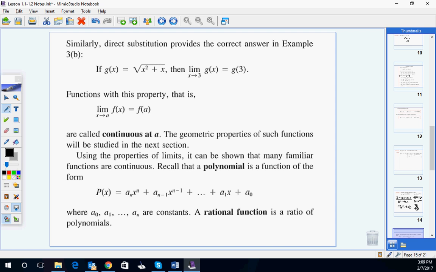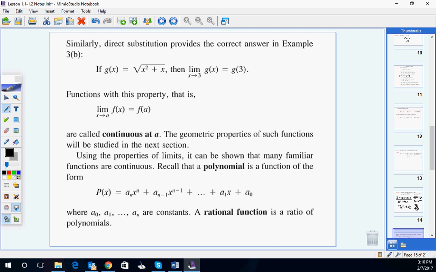Similarly, direct substitution provides the correct answer in example 3b. We talked about if you just plug it straight in, you're going to get the same thing. 3 squared plus 3 is 12. Functions with this property are continuous at a. It's an important topic. It's kind of what Emily was asking about earlier, that open dot. If you do direct substitution, remember the one where the x minus 3 canceled? When I plugged that one in directly, it didn't work.